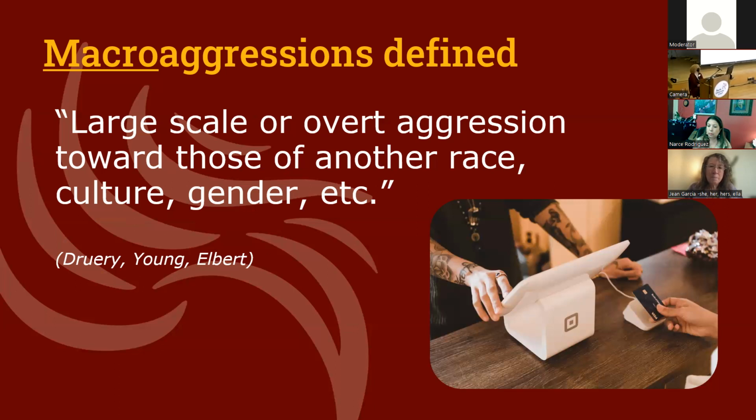And this was basically an overt aggression towards folks that didn't have the ability to have credit or have checking accounts or credit cards. So it's an example of macro. And again, I like to say that often folks say micro is small, and it doesn't mean small in the impact that it has on someone, just that it is a smaller scale in regards to how many people are involved. So we just like to give that example for context.